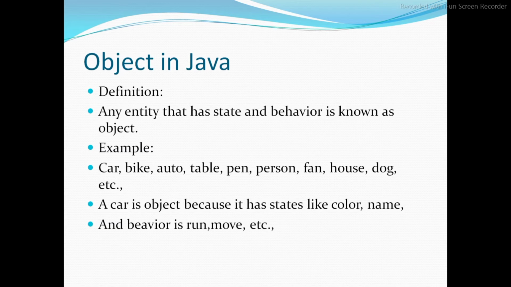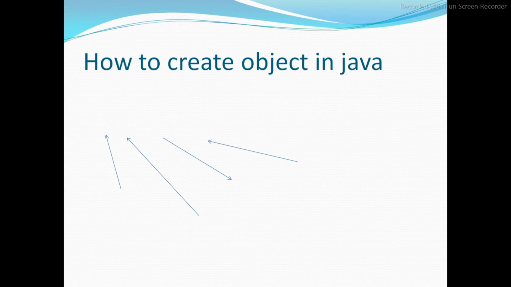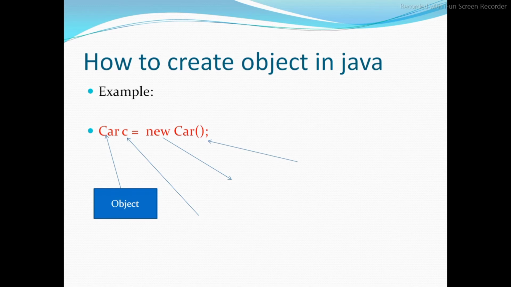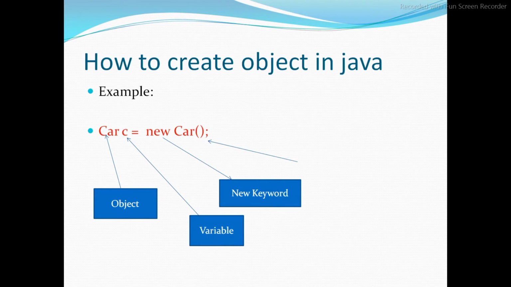How to create a class, how to create an object in Java. Example, Car c = new Car(), where Car is the class and c is the variable, new is the keyword and Car() is the constructor method name. How to create?